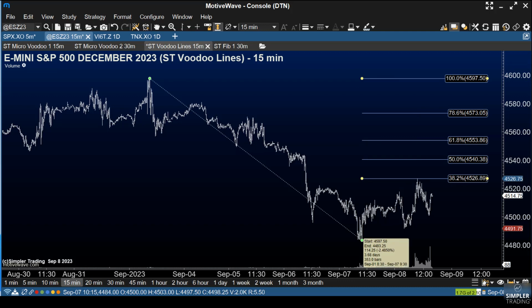which again, even though the active contract was here in September when yesterday's low was made, the December contract was still trading, and you can see we still came to the 38.2% retrace. So that is one solution just for pure Fibonacci, right? And that'll work pretty well.